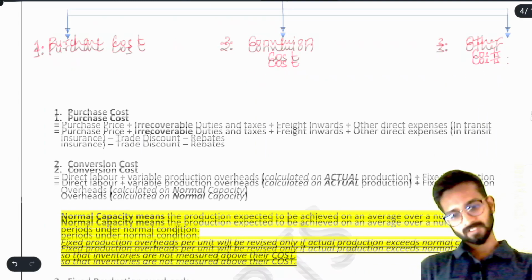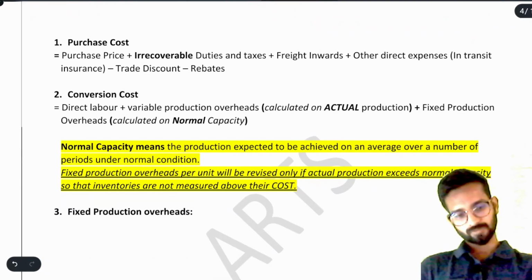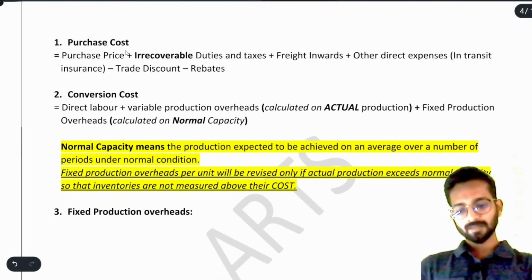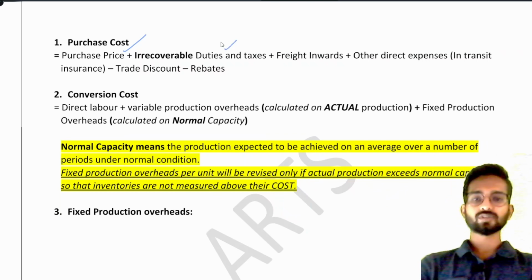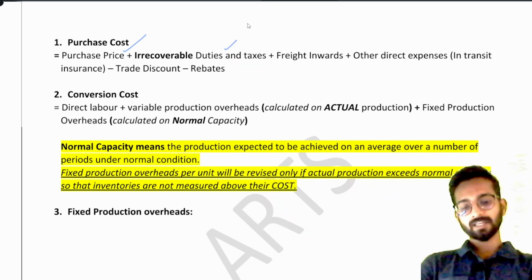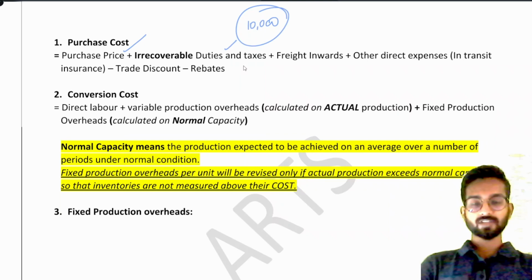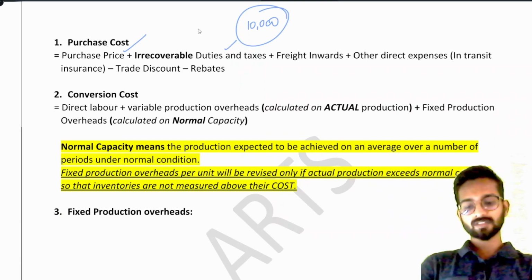The first is purchase cost. What do we mean by purchase cost? That is purchase price plus irrecoverable duties and taxes. Suppose we have purchased some raw material, and we have paid taxes of 10,000 rupees on that. Suppose I have purchased 1 lakh rupees raw material.